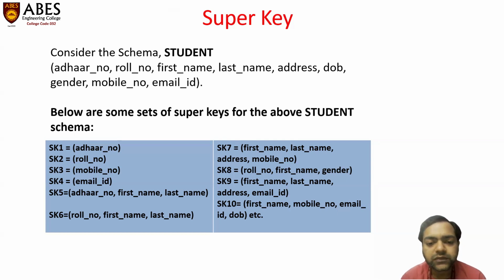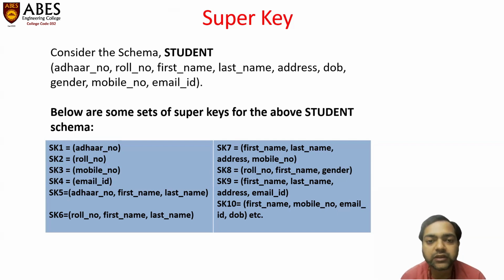If we have a particular attribute like Aadhaar number, and we have identified that it can be used as a super key, now if we add any other attribute into it, it can also be a super key. For example, in our example SK5, super key 5, we integrate first name and last name with the Aadhaar number. So it can also be treated as a super key.